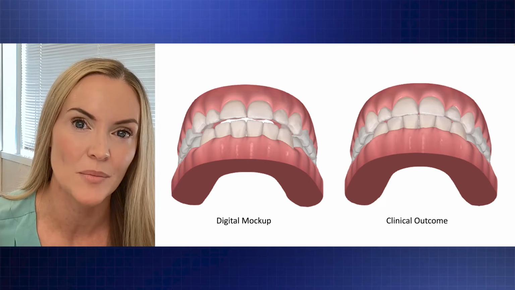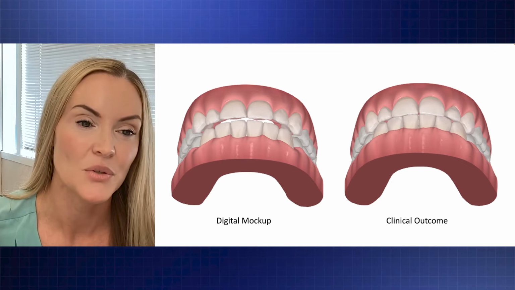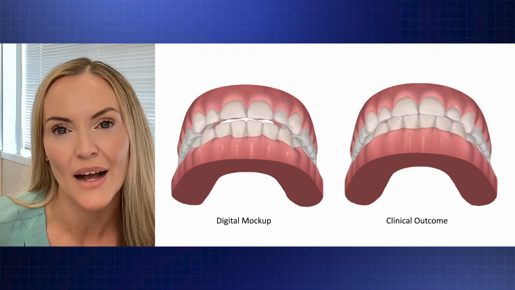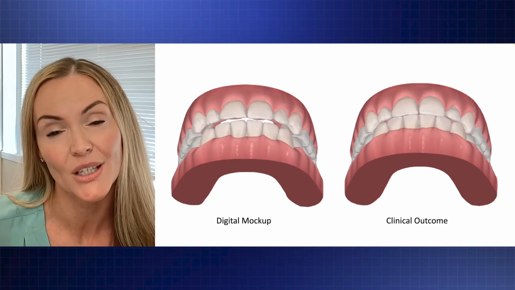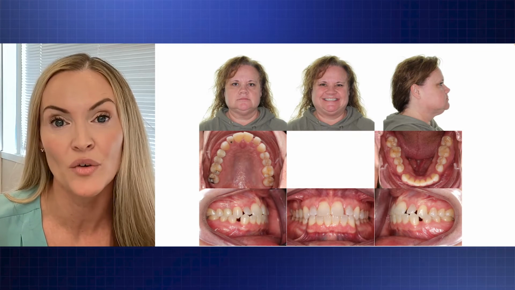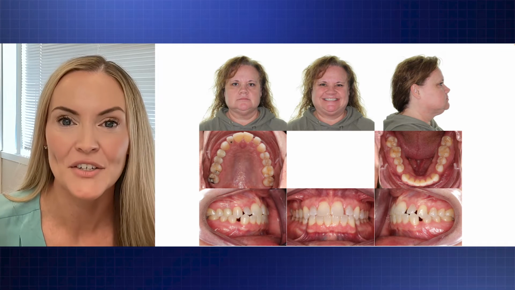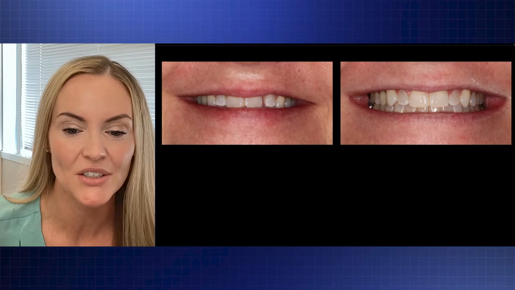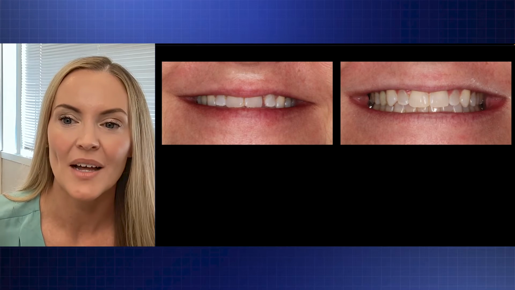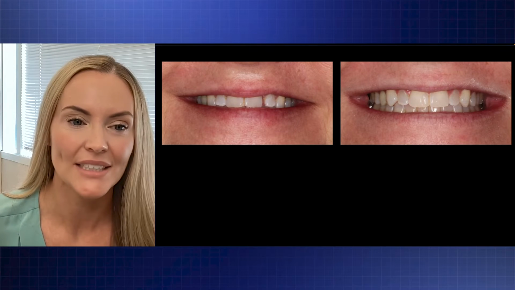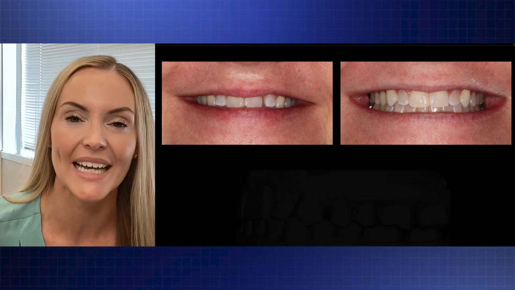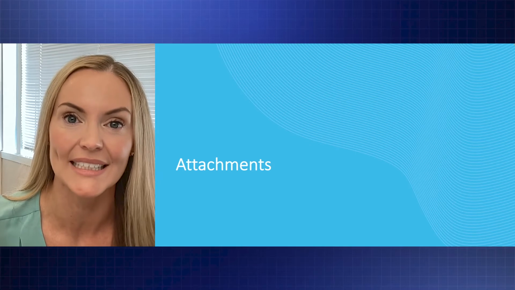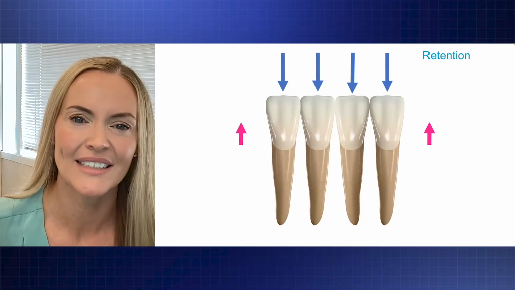So as you see in my digital mock-up, I actually have a void between the upper and lower incisors of about 1.5 millimeters. And then in the clinical outcome, it's just right. The spaces are closed and the patient has good overbite and overjet. Here are some clinical photos of that patient. You can see nice posterior occlusion in the initial, and then our final outcome, spaces are closed, midlines are on, and I was able to retract those incisors and open her bite. And here's her posterior occlusion. It's still nicely settled.